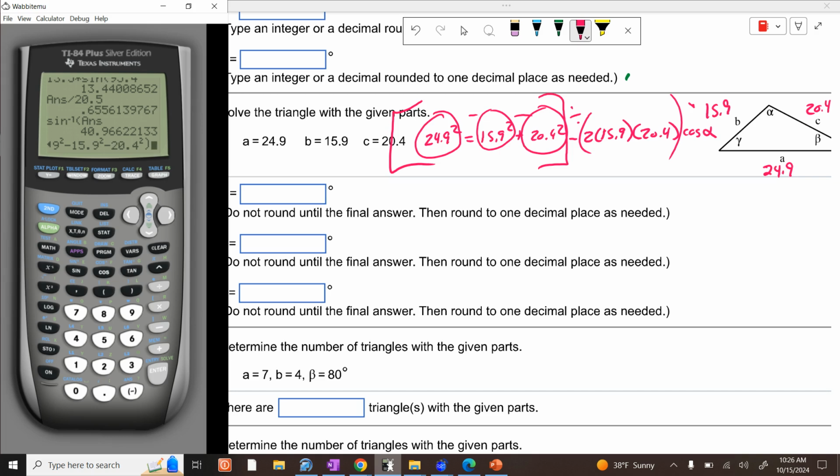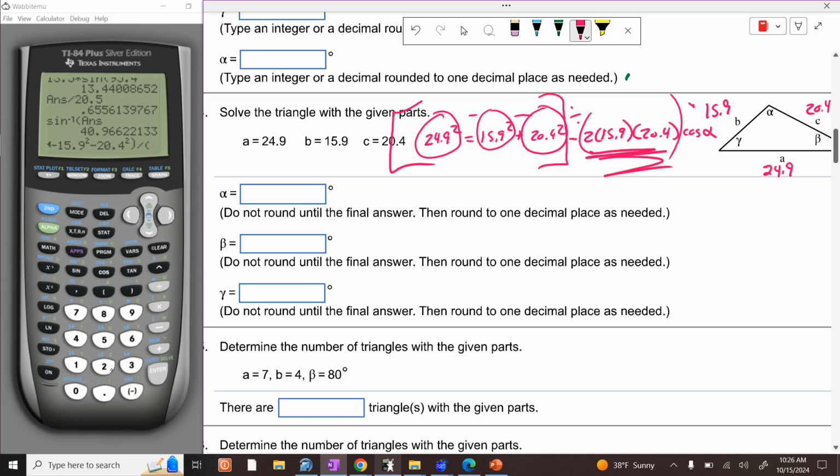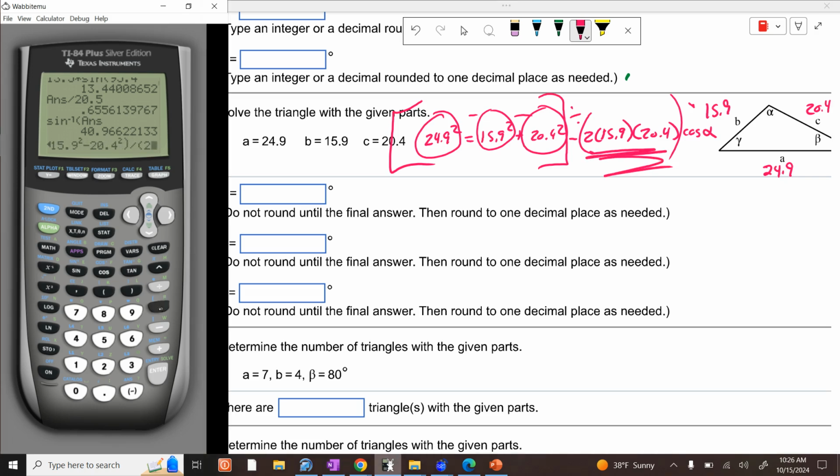So these are all in parentheses. And then I'm going to divide by another parentheses of this stuff right here, 2 times 15.9 times 20.4. Okay? That's all in one line.